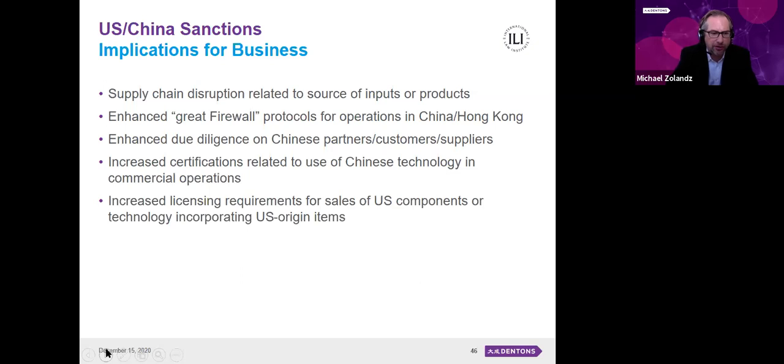And then the last point here is increased licensing requirements on sales of U.S. components or technology incorporating U.S. origin items. Far more due diligence about where the end users and end uses are, far more concern about inadvertently or via diversion supplying to Chinese companies that are on the restricted list, either from an SDN perspective or from a DoD or BIS perspective. So quite a lot happening here in this space that really does make it a new environment for business as they try to navigate it.